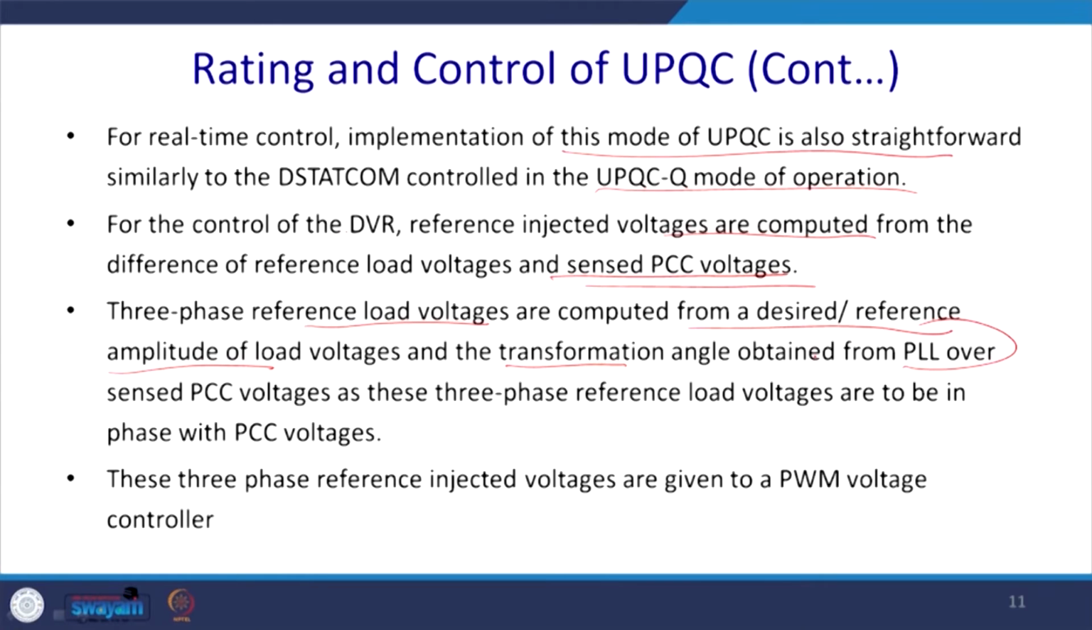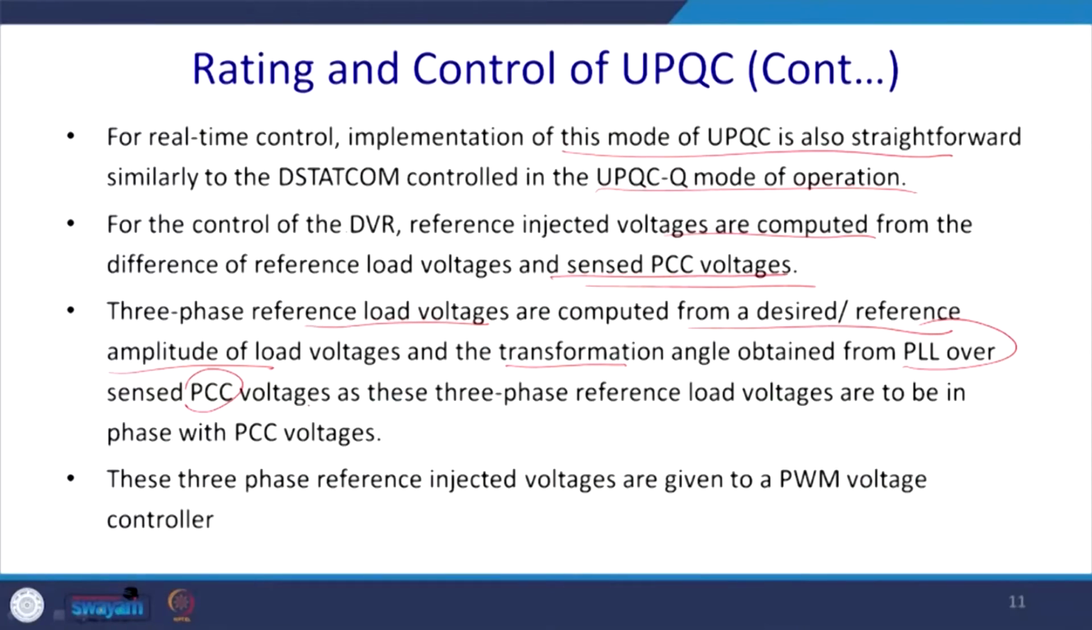That is something we require to see, how the PLL works in case of a dirty environment, when the voltage is not clean. For the PLL, over the sensed PCC voltage, these 3-phase reference voltages are to be in phase with the PCC voltage. So, you require to inject the voltage, and that is done with the help of the phase lock loop. The 3-phase reference injected voltages are given to the PWM voltage controller to control the voltage.